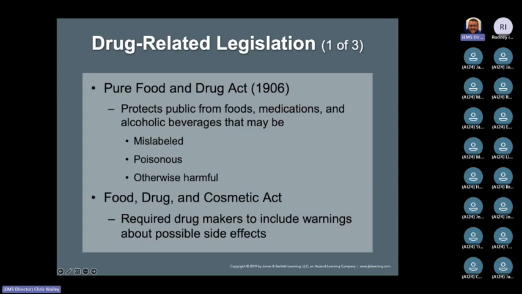It was initially aimed at protecting the public from food, medications, and alcoholic beverages that may be mislabeled. They could have been poisonous, with toxicity, or otherwise harmful to people. They started an agency so that they could check these drugs and make sure that they were not harmful in any means.